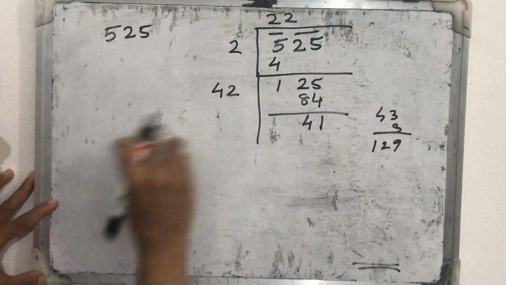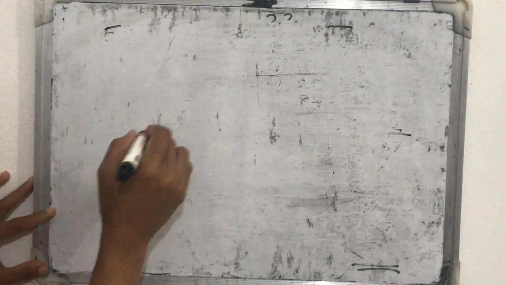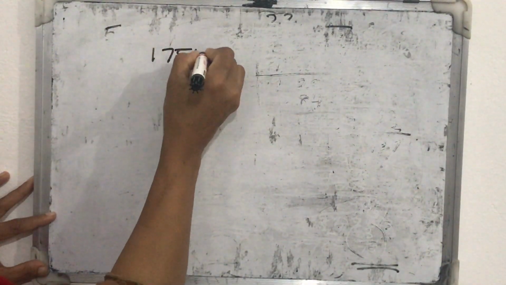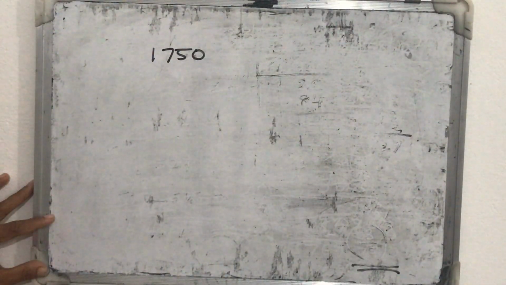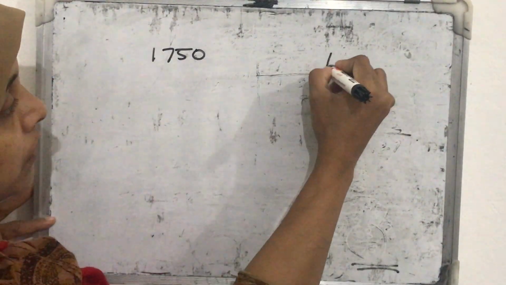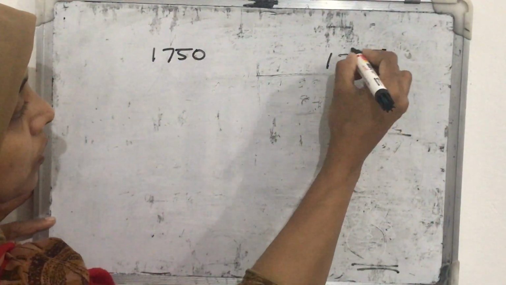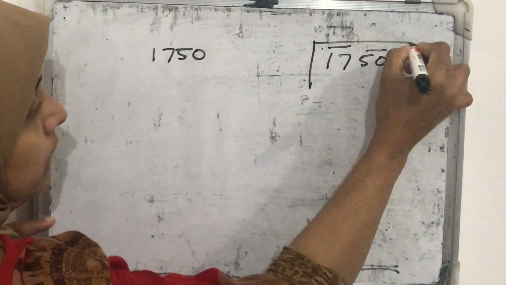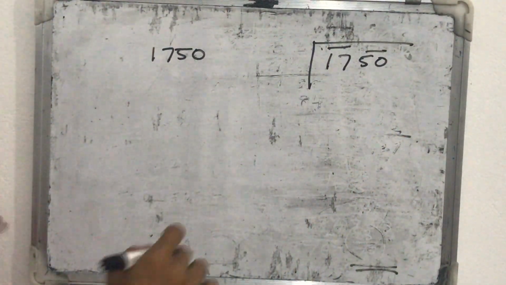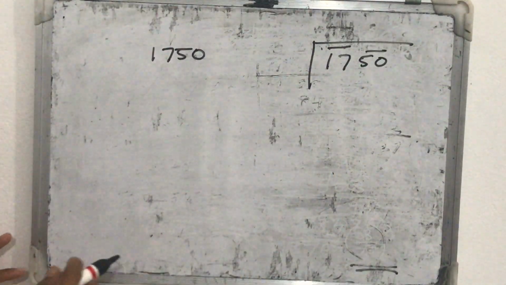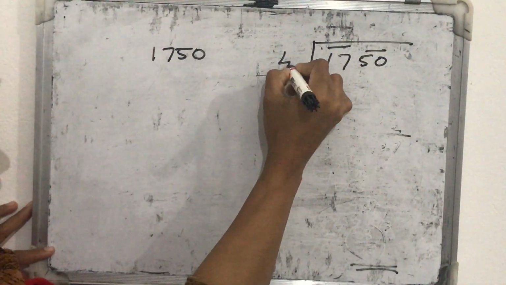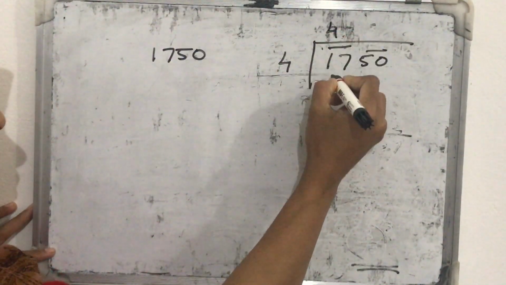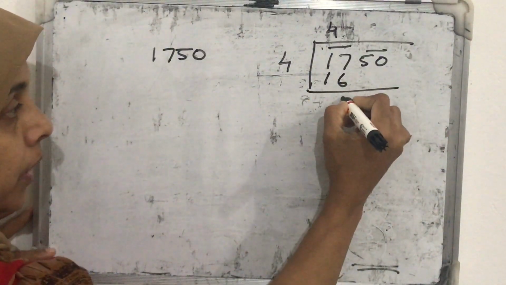One more example. If the number is 1750, which number should we add to 1750 to get a perfect square? First we find the square root of the given number. Which number should we take for 17? It will be 4. 4 into 4, 16. Subtracting 16, we get 1.